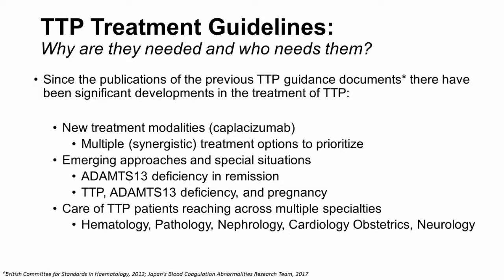The question of who really needs these TTP guidelines is more than just hematology and pathology. Multiple specialties may be involved with the plasma exchange therapy, including nephrology, but there are certainly also long-term complications that involve kidney disease, cardiac disease, obstetrics, as we've already mentioned, and some of the long-term complications that we're seeing in patients with TTP really beg the involvement of neurology in the care and long-term care, especially of patients with TTP.